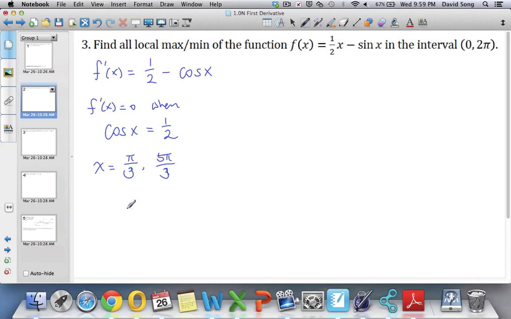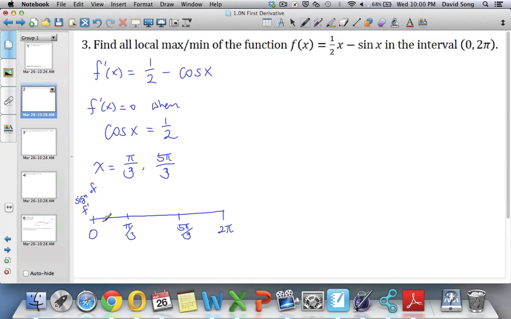Okay, so I'm going to make a number line for 0, pi over 3, 5 pi over 3, and here's 2 pi. Okay, so let's think about the sign of f prime, between 0 and pi over 3, pi over 3 to 5 pi over 3, and 5 pi over 3 to 2 pi.